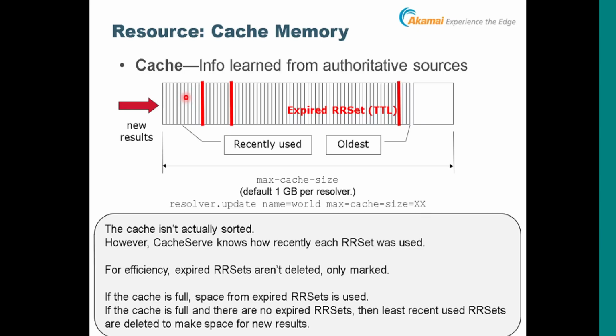So in a training environment, I will have only a small portion of this maximum cache size that is actually used. I can ask my CACHESERVE how big the cache currently is. If I go to resolver statistics, name is equal to world, and I believe in here somewhere there was memory in use. So we can see that this resolver is taking up 55 meg. So this is a tiny fraction of this entire pipeline worth of stuff which is used.